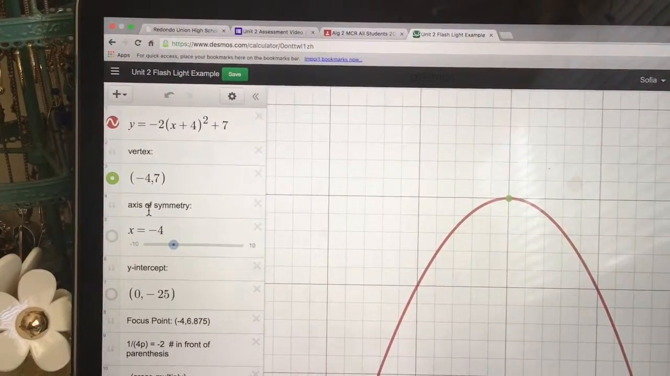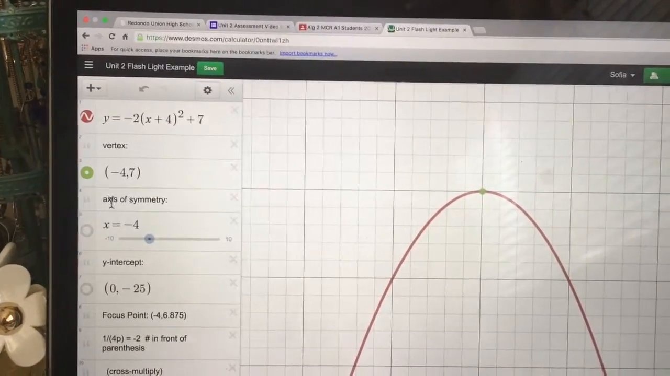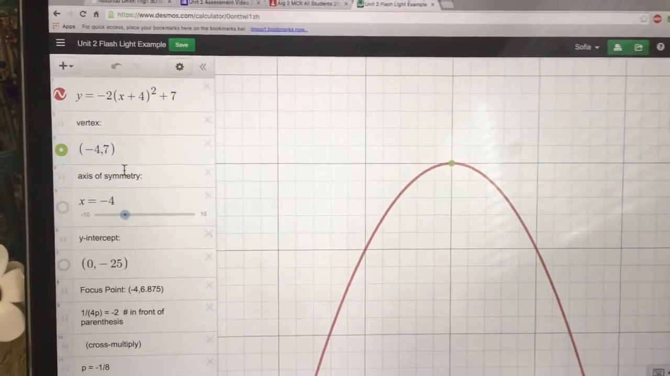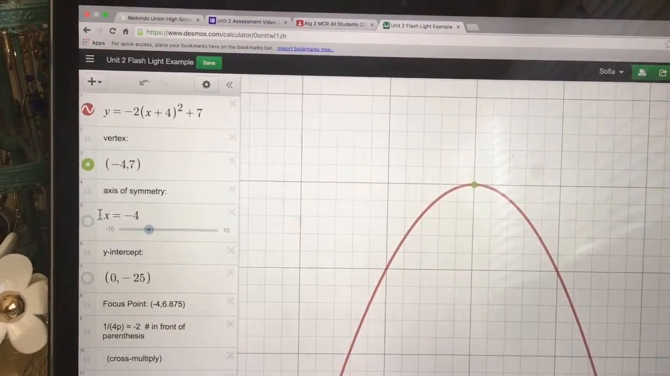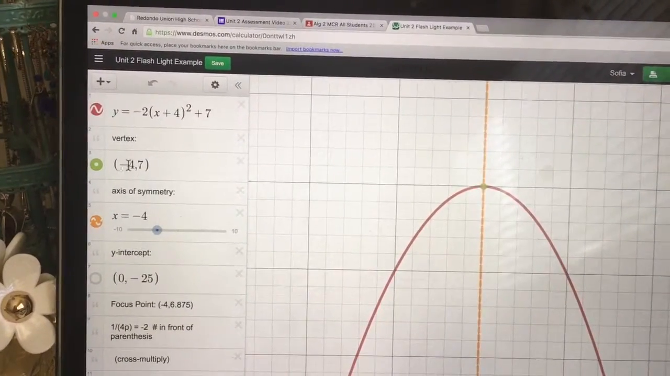Then you have to find the axis of symmetry, which is quite easy really. It just goes straight through the whole parabola, like cuts it in half. So that would be -4, as you can tell here.